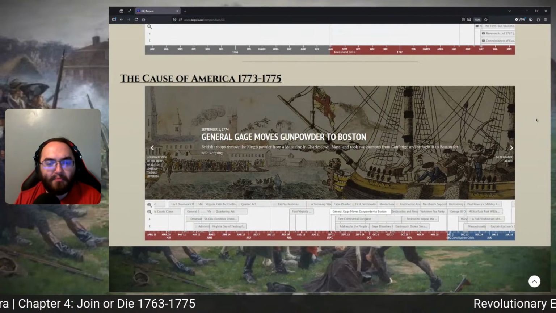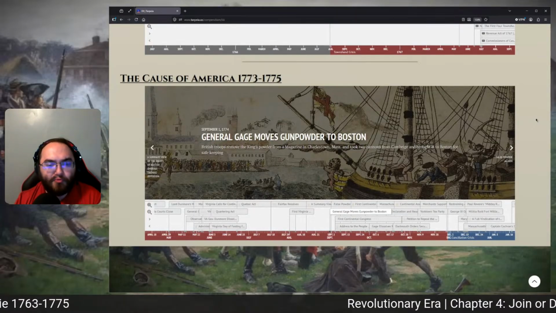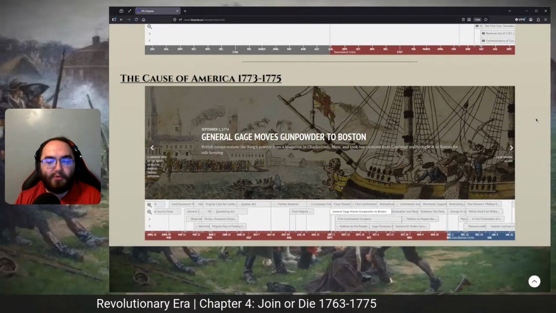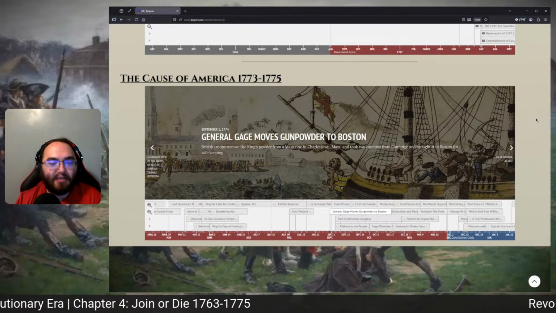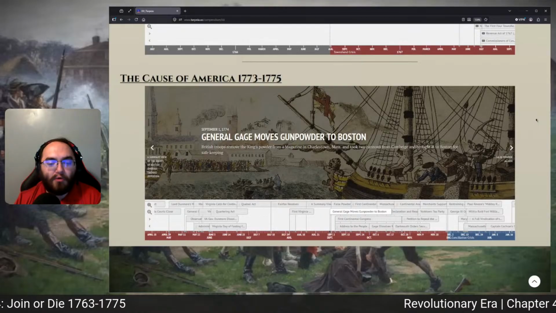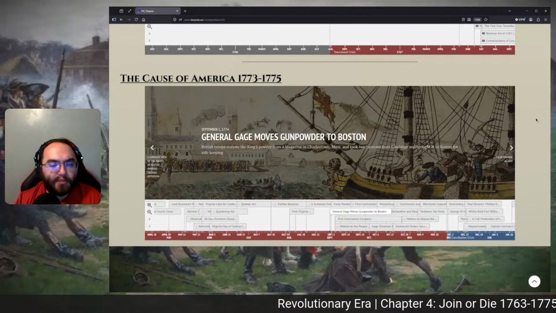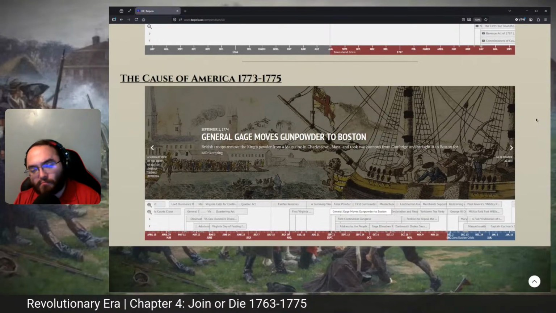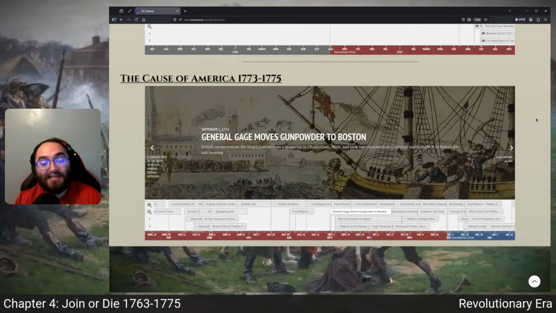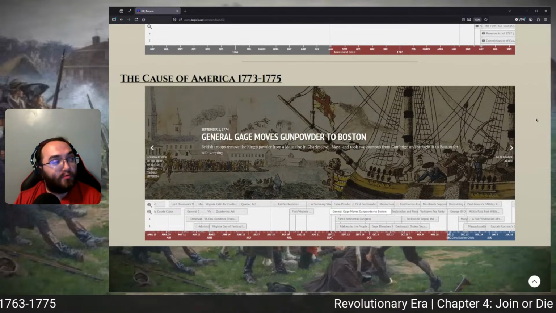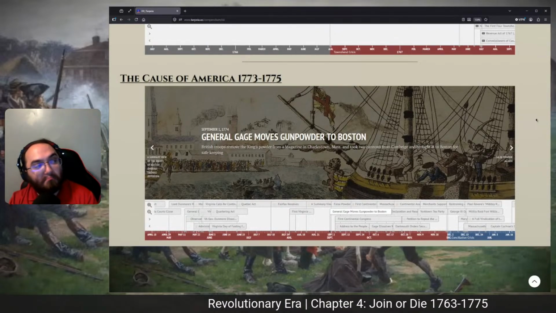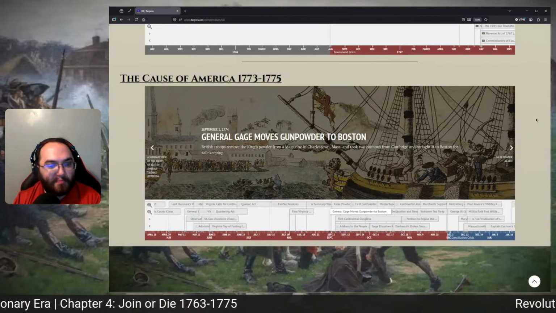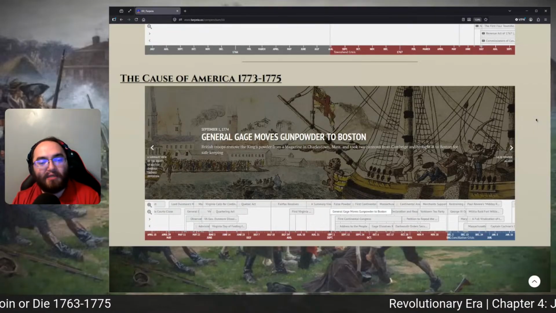General Gage moves gunpowder to Boston. British troops removed the king's powder from a magazine in Charlestown, Massachusetts, and took 2 cannons from Cambridge and brought it to Boston for safekeeping. And so there are some murmurs going around about the British taking gunpowder from the colonists. This is not true. The British were only taking the gunpowder that was owned by the king. The king's powder, as it's called. So they weren't taking the powder of the people of Massachusetts. They were only taking the king's powder.